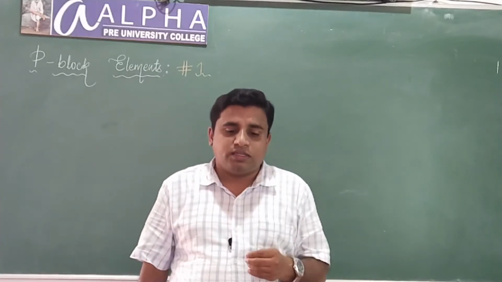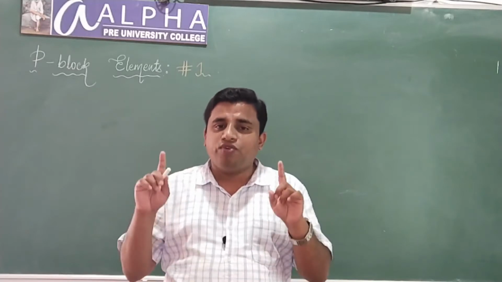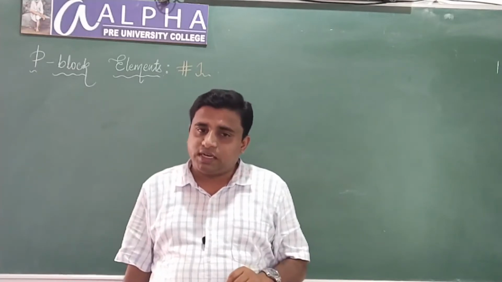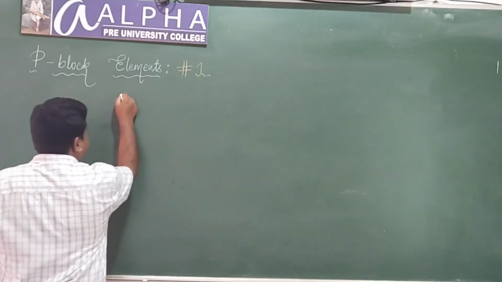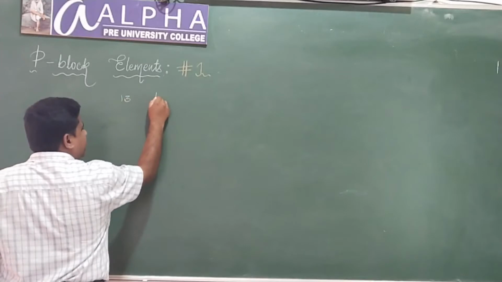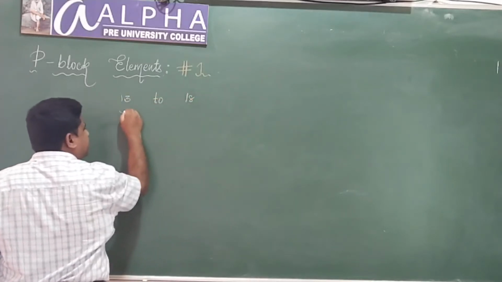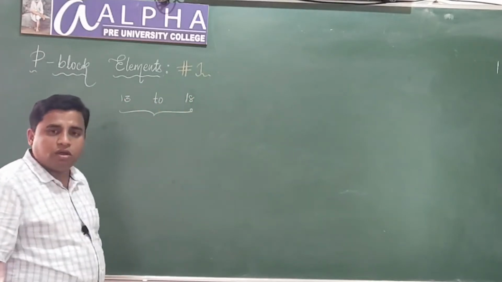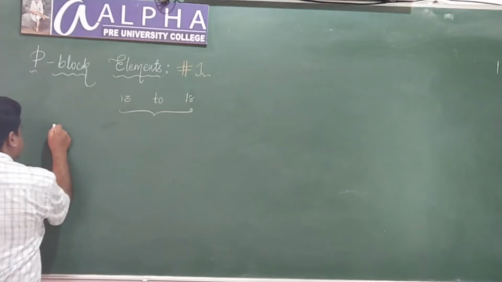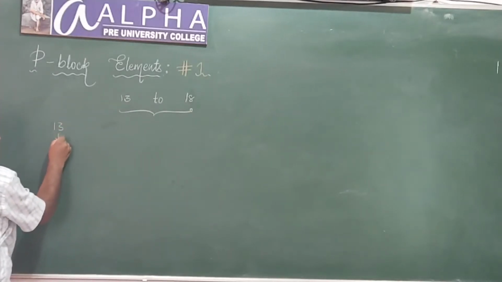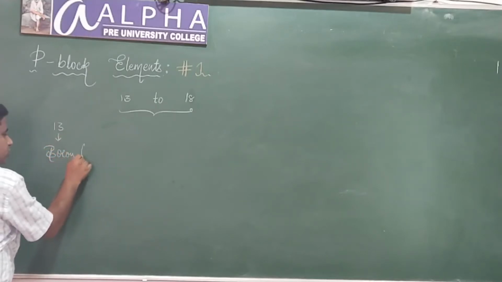Students, we know in P block we have got 6 groups, from group 13 to group 18. Group 13 is called the boron family.